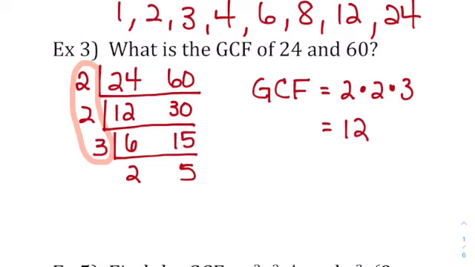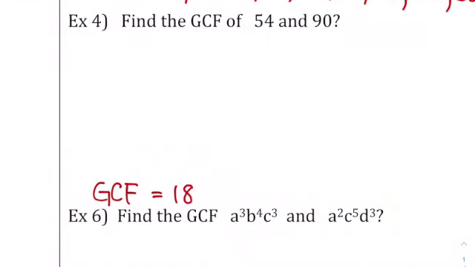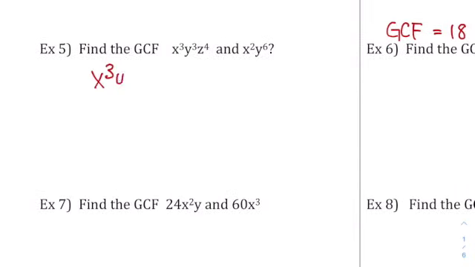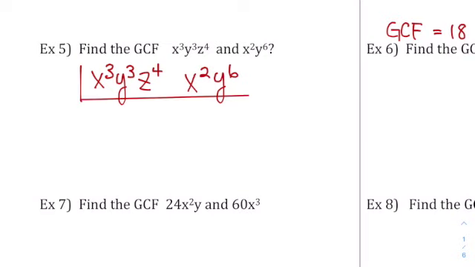Now pause the video and try the next problem. Example 4 is 18. Now example number 5 is GCF with numbers and letters. So let's try letters first, okay? Letters work the same way. Now we have x to the third, y to the third, z to the fourth, and x squared, y to the sixth. Look for what they have in common and pull it out. You have x squared. You could put more than one thing, sure, but for organization, I will just put down x squared first.